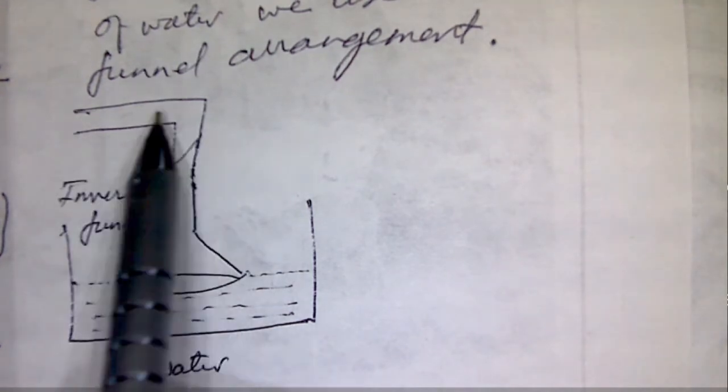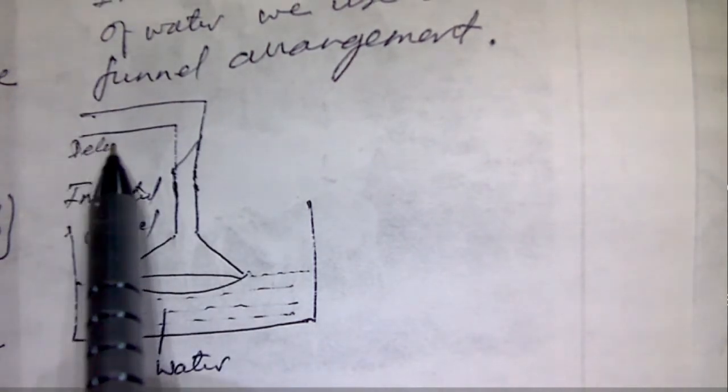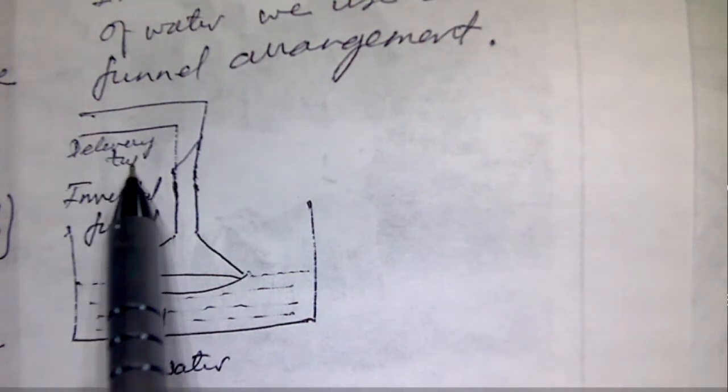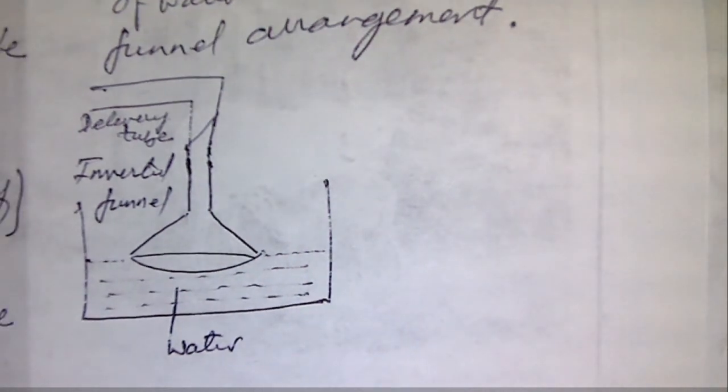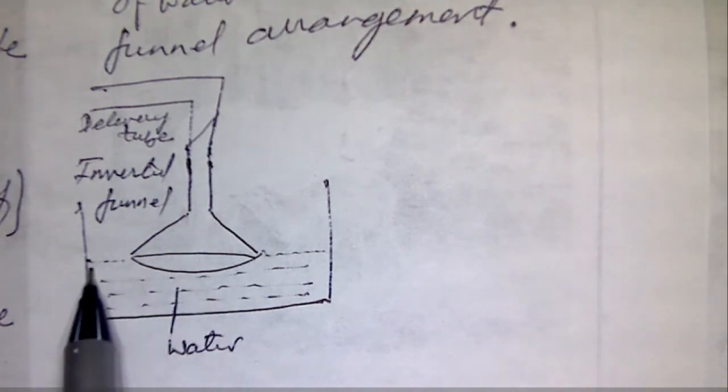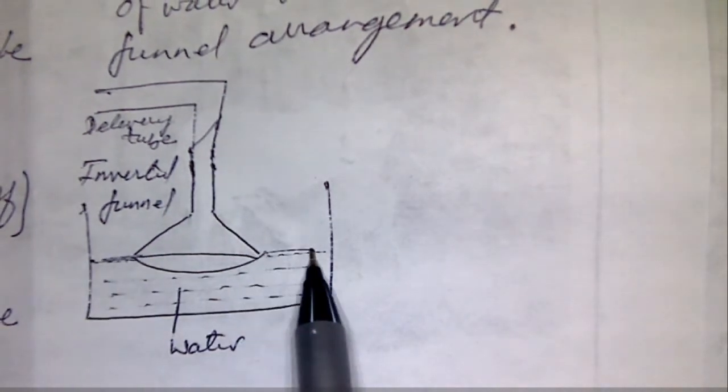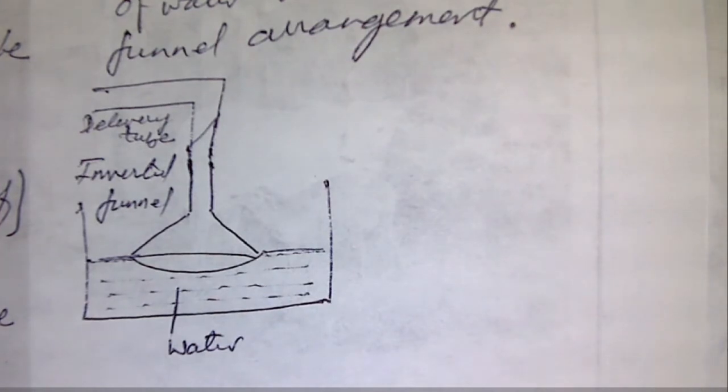What is this one? This is your delivery tube. The delivery tube is connected with the inverted funnel and kept in a container such that the edges of the funnel are just touching the surface of water, not dipped inside. Clear? This is a very important part. This is just touching.